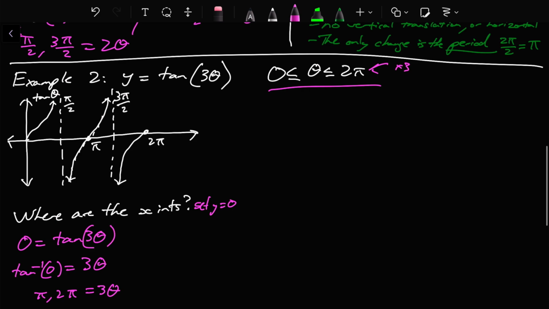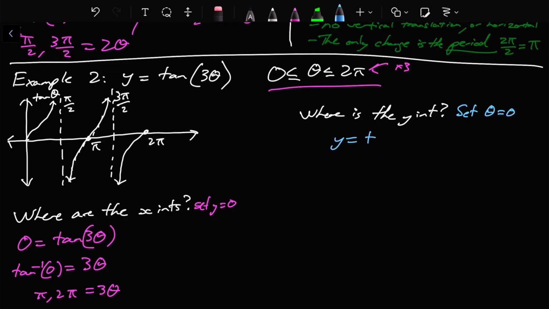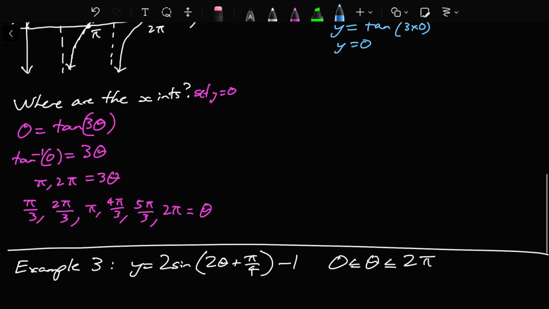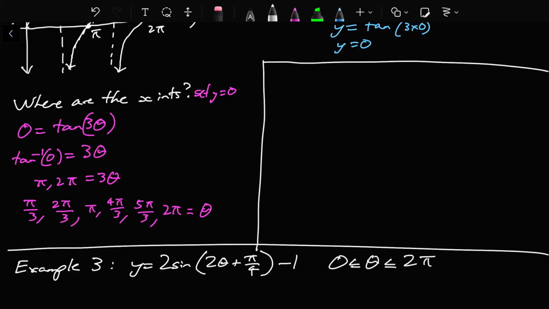Great. And then we can ask ourselves, where is the y-int? Again, let's set x, or theta, equals 0. So y is equal to tan of 3 times 0. Tan of 0 is just 0, so y equals 0. So nothing has changed. So again, we graph.